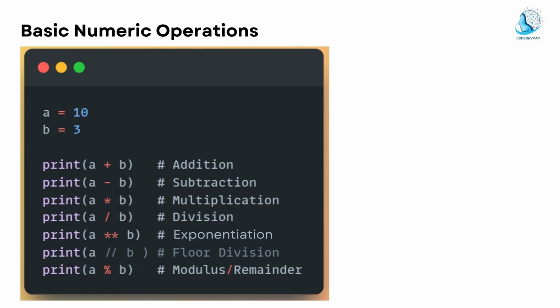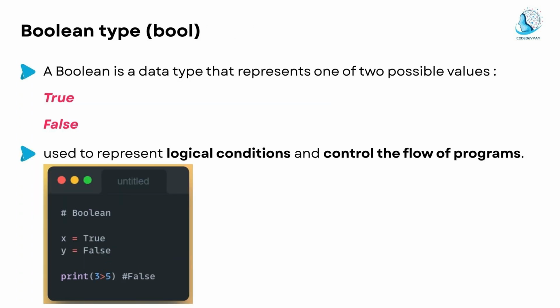So we have a assigned to 10 and then b assigned to 3. So we can perform the addition, subtraction, multiplication, division, exponentiation, floor division, and the modulus, which we looked at in our previous lesson. The Boolean data types represents one of two possible values, that is true or false.